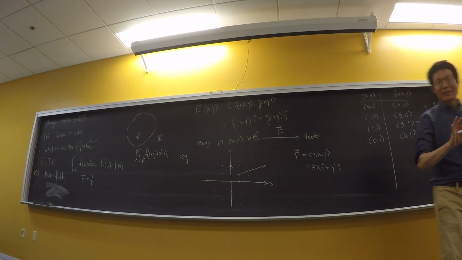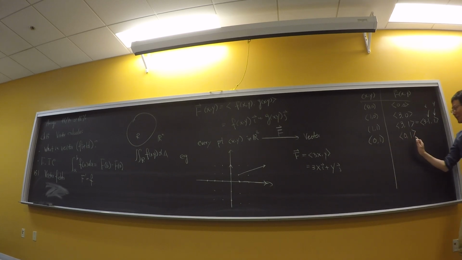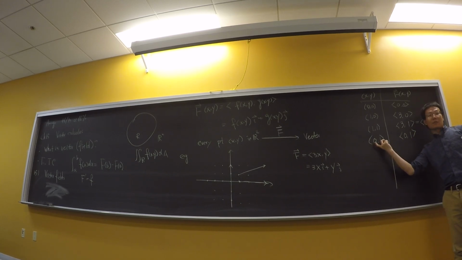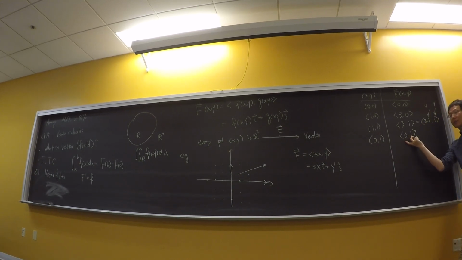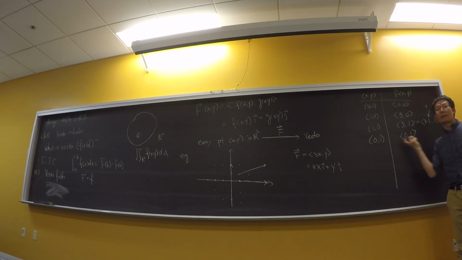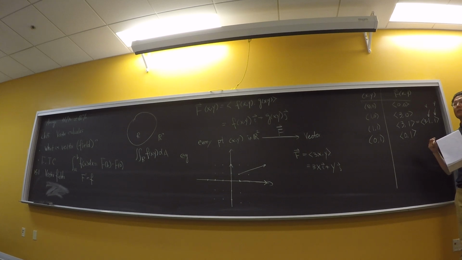I see what the point is. Here I have two different notations. If I'm using this parenthesis, I'm saying this is a point. All right? If I'm using this kind of brackets, I'm using it as a vector. All right? So this is a point. This is a vector. So they are quite different. Is that what you're asking?